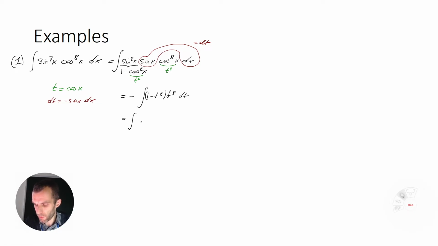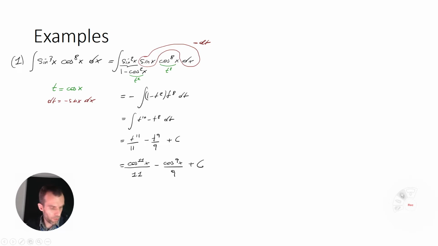So I get the integral of t to the power 10 minus t to the power 8 dt, and that gives me t to the power 11 divided by 11 minus t to the power 9 divided by 9 plus a constant. And then back substituting, cosine to the power 11 x divided by 11 minus cosine to the power 9 x divided by 9 plus a constant.